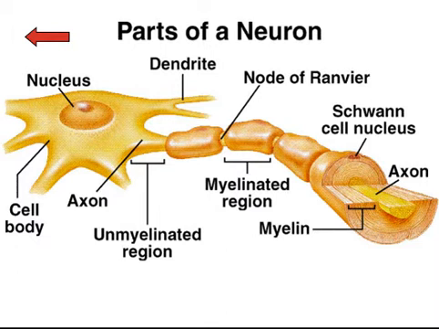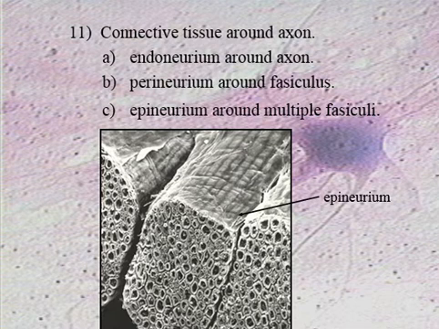All right, so nodes of Ranvier, Telodendria, synaptic knobs we did, and collateral branches we did. All right, so we're good on the anatomy of a neuron. We need to spend a minute talking about the connective tissues associated with axons.